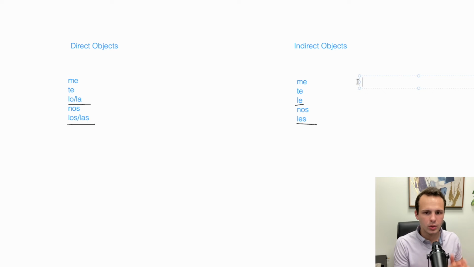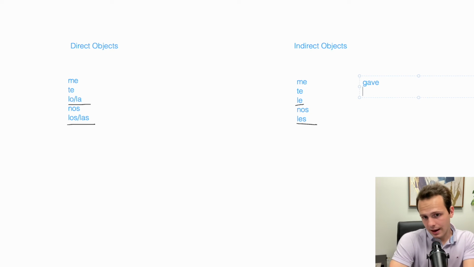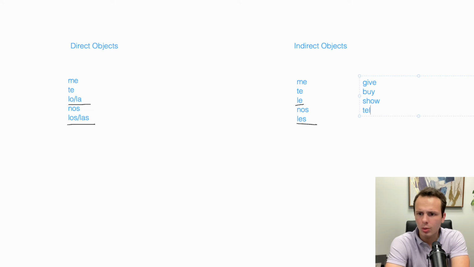Let's look at when and when not to use indirect objects. I recommend personally, to simplify it, that you simply look up the verbs that go along with indirect objects, because they're always going to be pretty much the same. If I use a verb like give, buy, show, tell, things like this, I'm always going to use an indirect object, and I'm always going to use le or les.